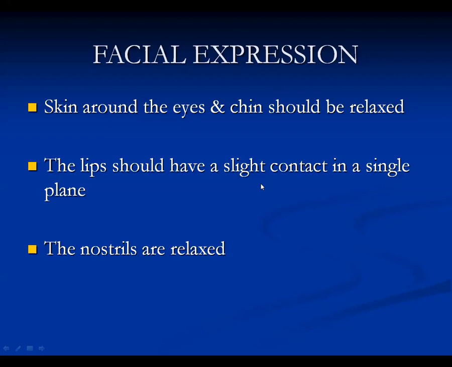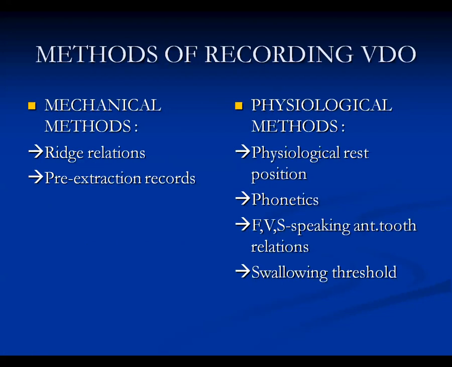Then vertical dimension of occlusion. Now, there are two categories to record the vertical dimension of occlusion. What is vertical dimension of occlusion? Again, it is when the teeth, or their wax occlusion rims, are in contact. The difference is nearly about 2 to 4 mm that we have to maintain.